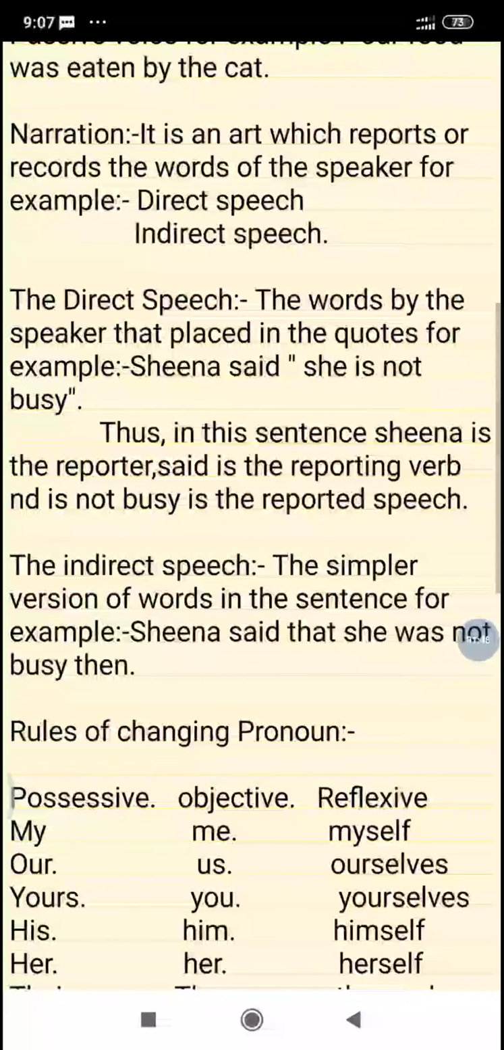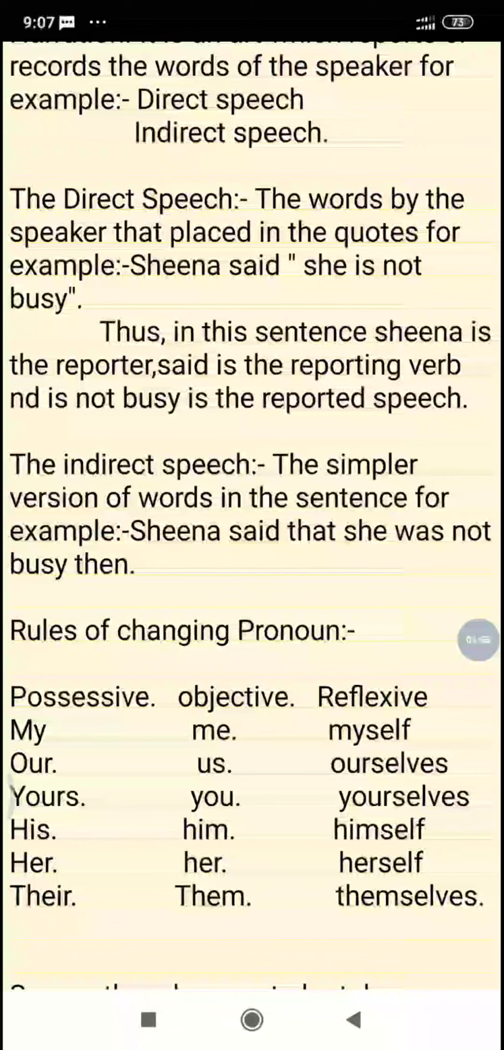जो कि report करती है और record करती है जो words होते हैं speaker के. For example, in direct and indirect speech, when the person is saying something directly, here we have the definition: the words by the speaker that are placed in the quotes.